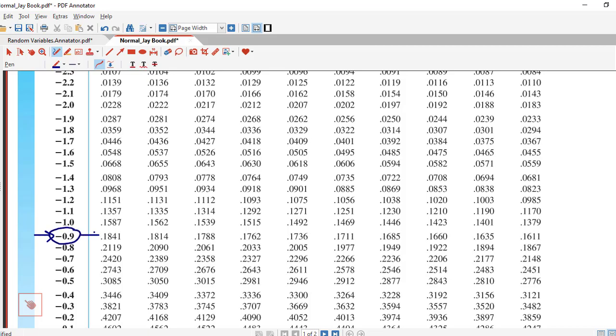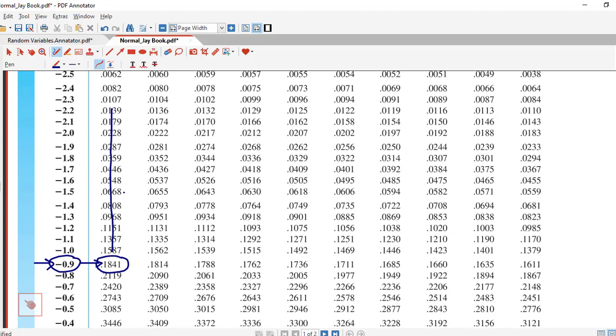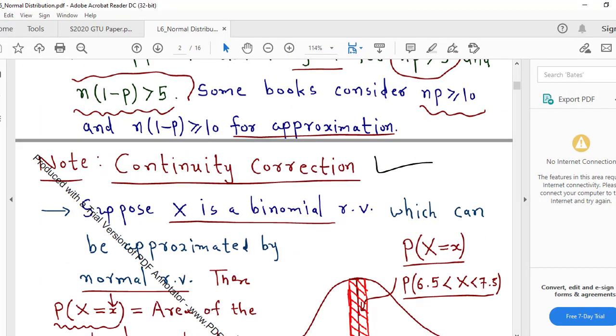So we look here, and this first column corresponds to 0.0. So this is the required probability, 0.1841. Here we have 0.0 and here minus 0.9. So 0.1841 is the required probability.